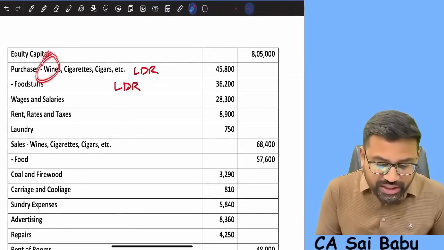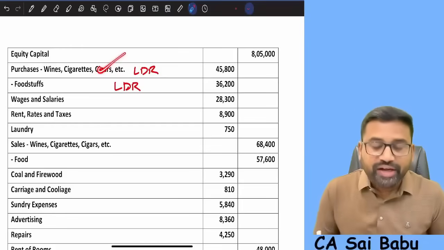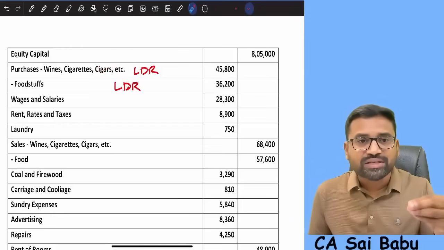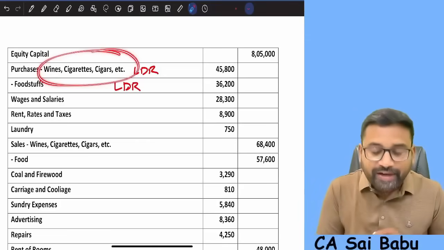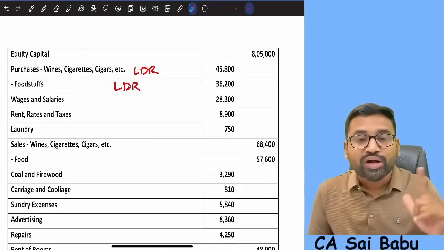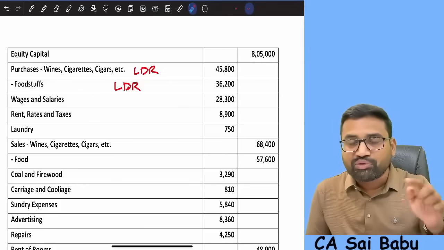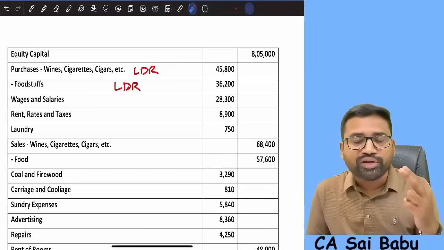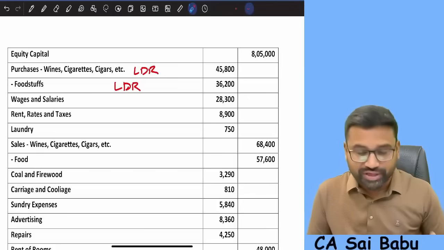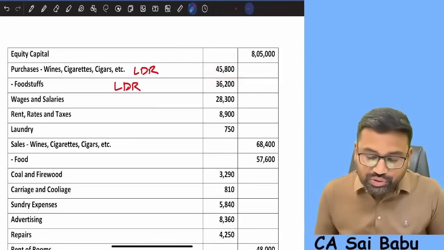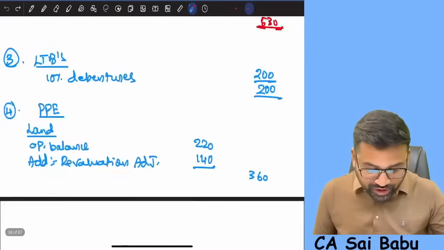Now, think from the hotel point of view. Hotel is selling wines, cigarettes, cigars. This is stock in trade because hotels are not manufacturing these wines, cigarettes, cigars. They are purchasing and selling to the customers. So this is stock in trade. Now relating to stock in trade, what items will we show? As per Schedule 3, when you are preparing the P&L account, on the expenses side, relating to stock in trade, you need to show two things. One is purchase of stock in trade. Another one is change in inventories of stock in trade. So these purchases we need to show separately, and also the difference between the opening and closing we need to show separately.